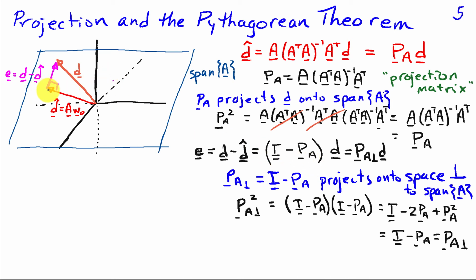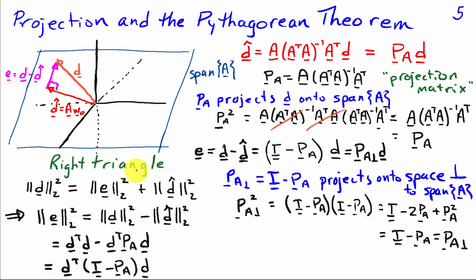Remember, e has to be orthogonal to the span of A, and so this is like taking a flashlight in the plane of A and shining it on d, and what we're going to see is this part that is orthogonal to the plane of A. So P sub A perp, I minus P sub A, projects onto the space perpendicular to the span of A. And we can also check that this matrix, when I square it, is going to give us back the same matrix. So this is also a projection matrix. Now projection matrices, we're going to see these again in a number of other contexts. They play an important role when we think about taking data or vectors and mapping them down into lower dimensional subspaces.